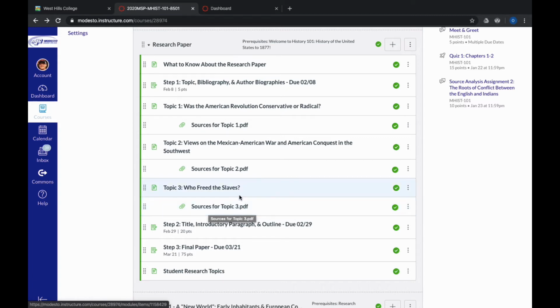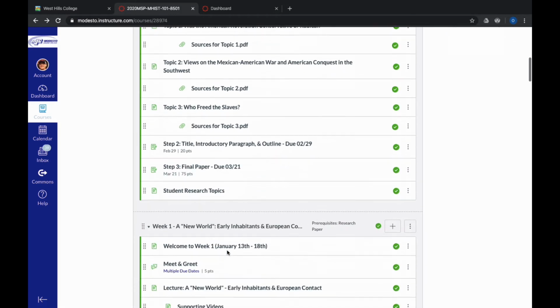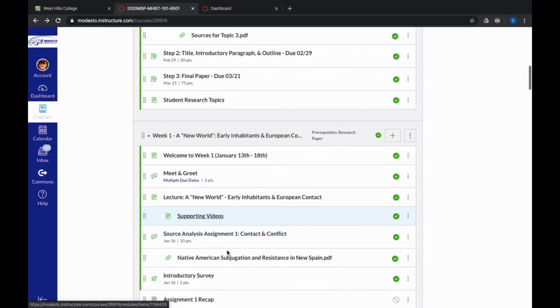All right. So this is where you find your topics. This is where you find your sources for each topic. Step 2 due by 2/29, and then your final paper by 3/21. We'll talk more about it as it approaches.